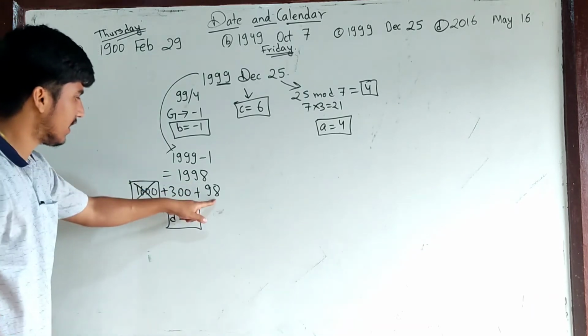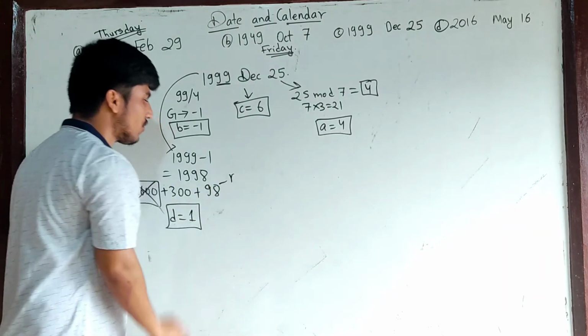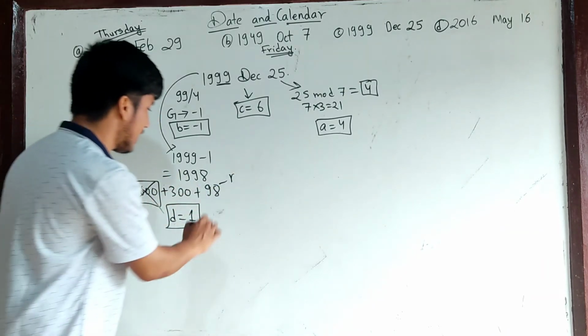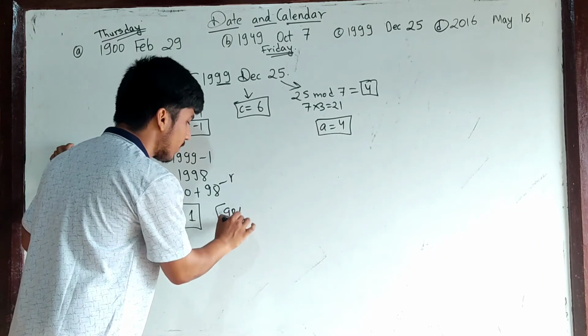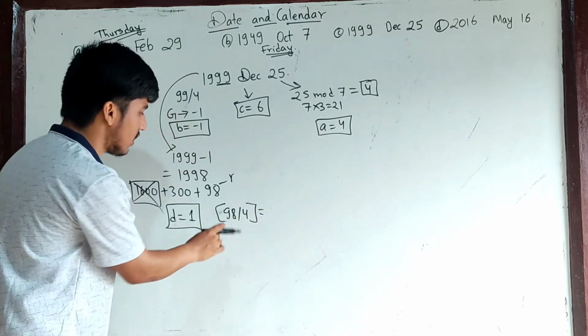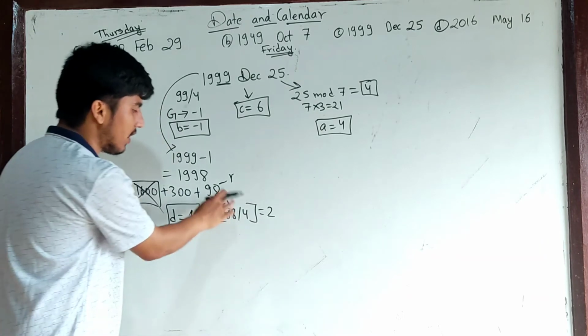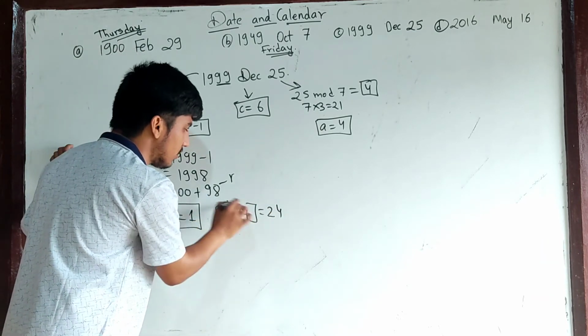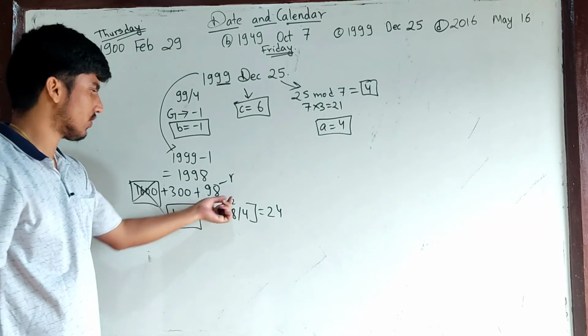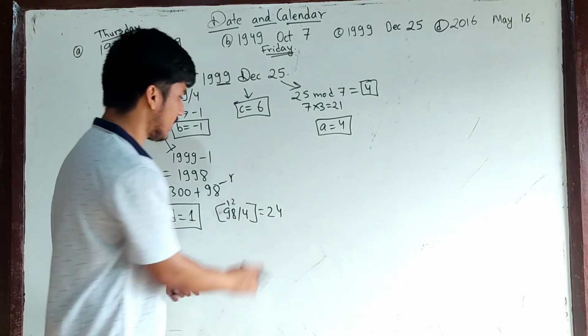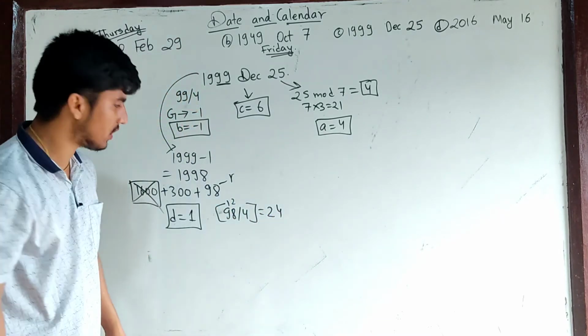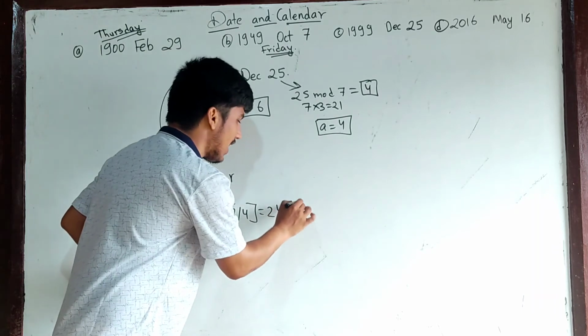And now for 98, since it's the remaining years, we first divide it by 4, right? Integer divide by 4. And this will give us 4 times 2 is 8. Remains 1. 1, 8, 18. 4, 4, 16. Remains 2. Now since 2 is not divisible by 4, the integer part that we have here is 24. This is equal to I.